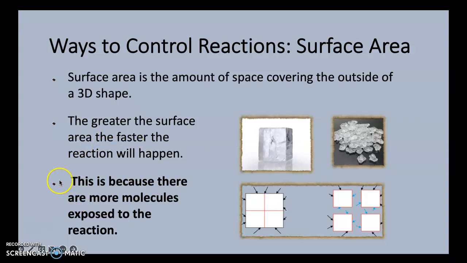And the reason for this is because the smaller your pieces are, the more broken up your object is, the more exposed molecules you have. So instead of only the outside of that block being available for reaction, all of those inner sides are suddenly now available as well. So you're going to have more exposure, so you're going to have a faster reaction.